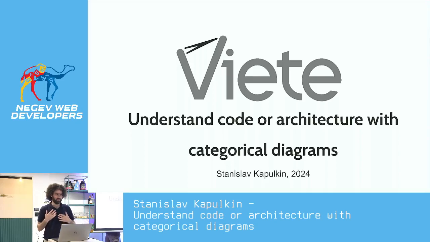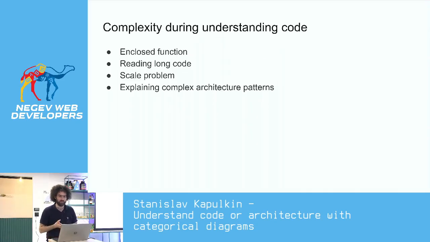I present a company, Viet, which develops tools to work with code better, based on category theory, SMS theory, and we go a little bit beyond the code, about this later. And which problems do we have when we work with code?